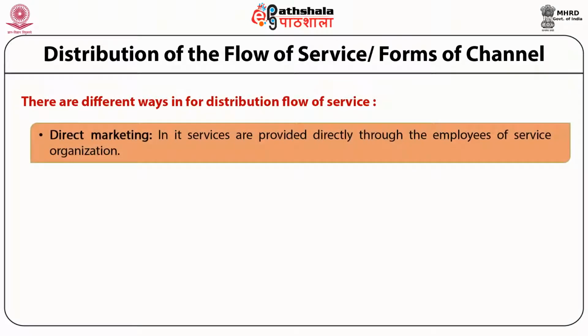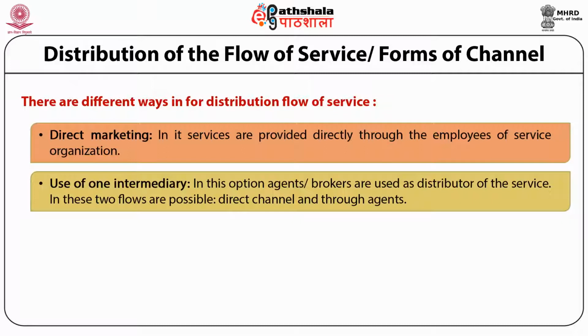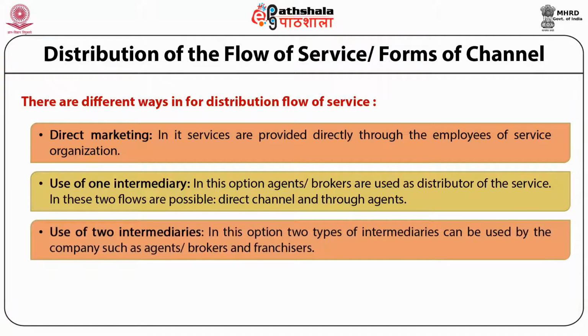First is direct marketing. In it, services are provided directly through employees of the service organization. Second is use of one intermediary. In this option, agents and brokers are used as distributors of the service. In this, 2 flows are possible: direct channel or through agents. Third is use of 2 intermediaries. In this option, 2 types of intermediaries can be used by the company, such as agents, brokers and franchisors. In this option, there are 4 flows of service among different parties.